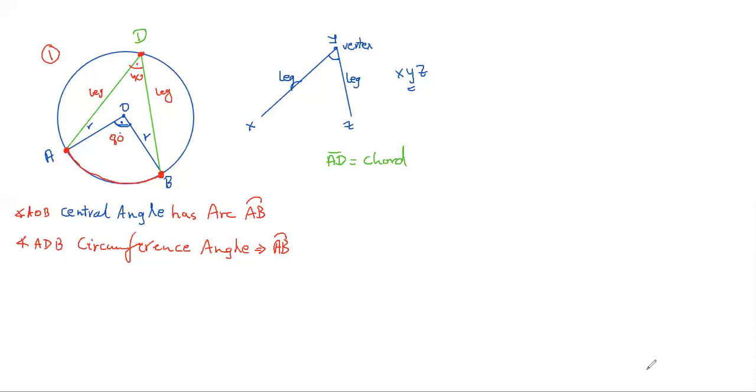Now, this is number 1. Number 2, the second theorem is, if we have a circle and if we have a circumference angle, that's a circumference angle.